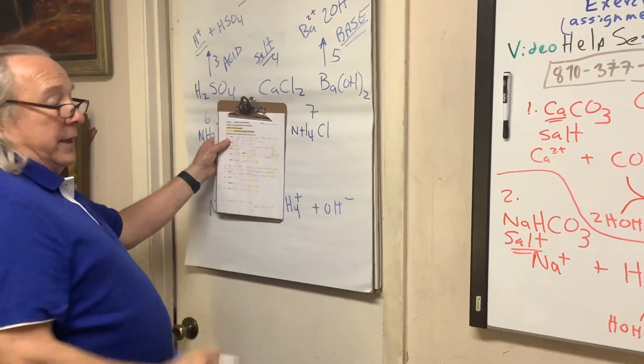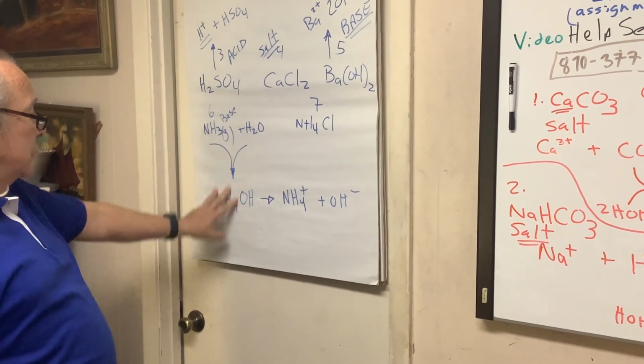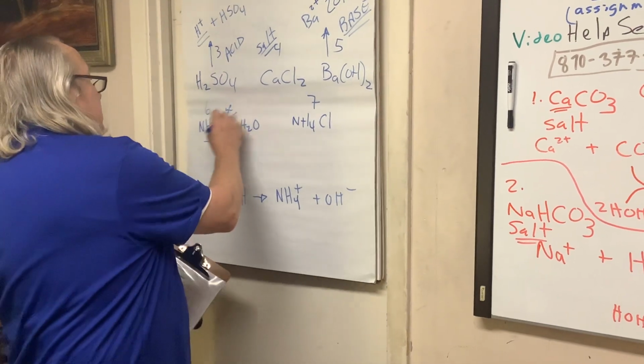Ammonia gas is just a gas. It's a compound, a molecular compound. But when you put it into water, an aqueous solution, it's a weak base. It's a base. So we're going to call this a base.